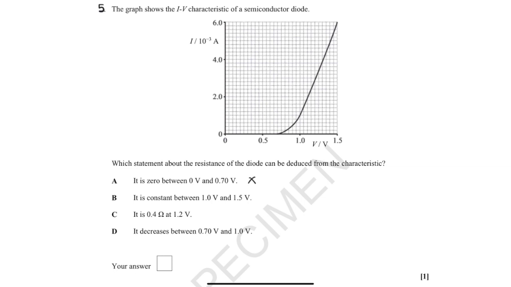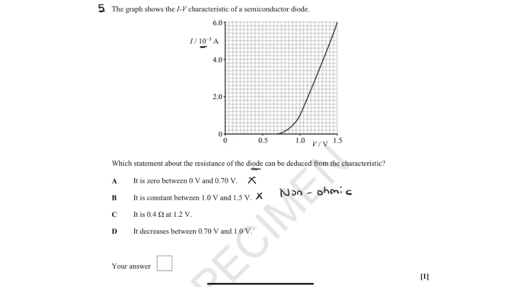B, it is constant between 1 volt to 1.5 volts. No, because a diode is a non-ohmic conductor. Okay, so it is not going to be constant. And C, it is 0.4 ohms at 1.2 volts. So let's find out whether that's true. It is highly unlikely, because if you look at the size of current, it is 10 to the power of minus 3, but let's just make sure whether that's correct or not.